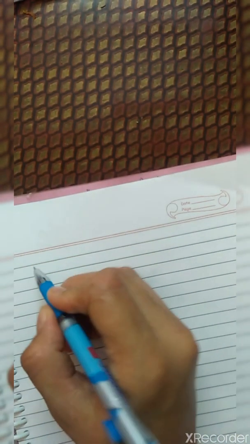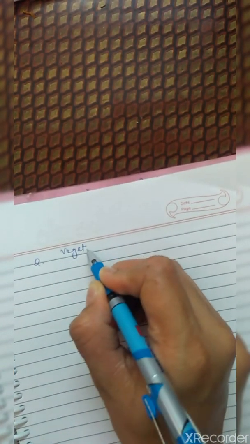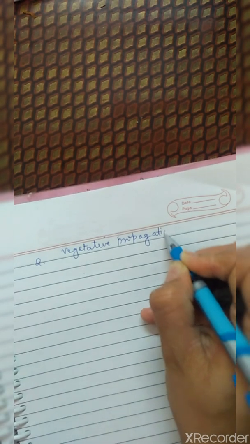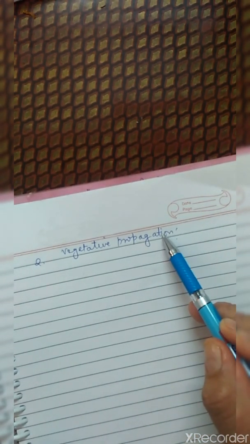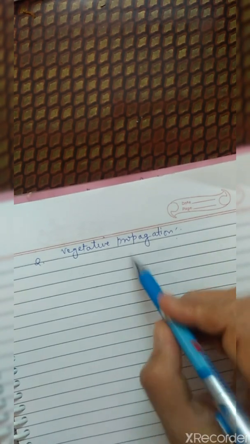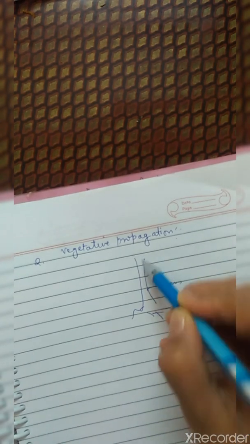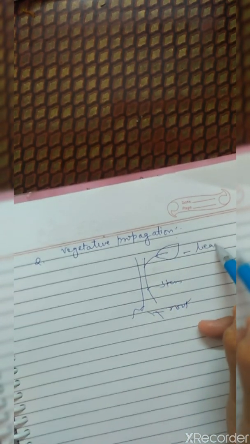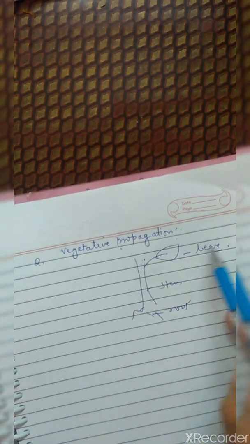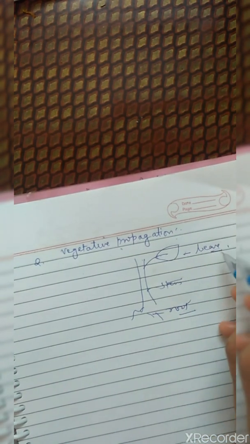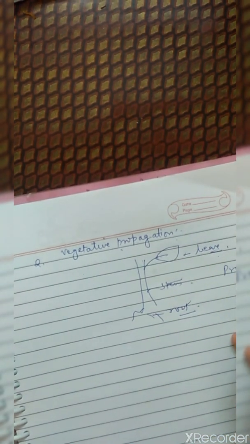The second one is vegetative propagation. In this mode, a new plant is formed from the vegetative part of the plant, meaning root, stem and leaves. These parts are said to be propagules.